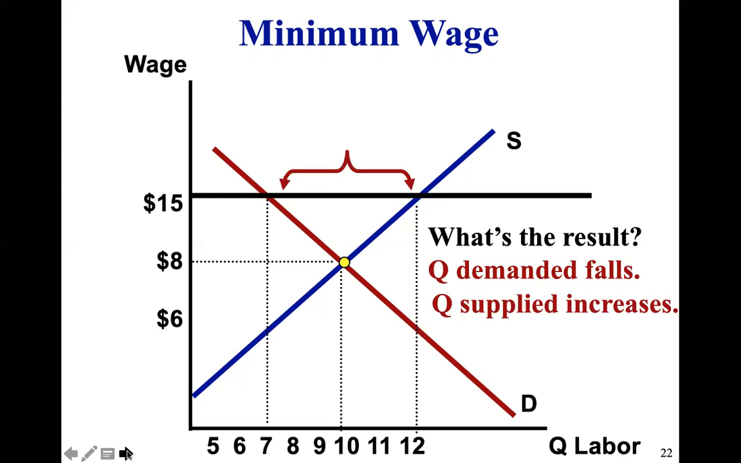So what's the result? The quantity supplied is greater than the quantity demanded, so we have a surplus in this market. And when we have a surplus of workers, that is unemployment. What you can see here is that the minimum wage has created unemployment that didn't exist in that market before, when it was in equilibrium. In fact, we can see that 5 workers are unemployed as a result of this policy.